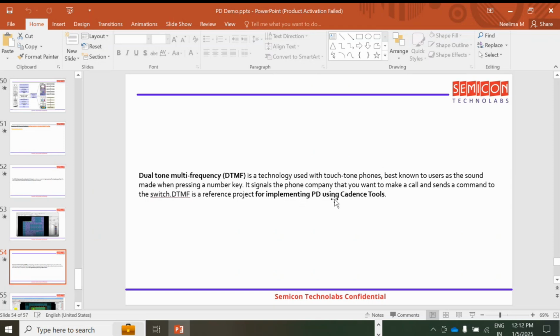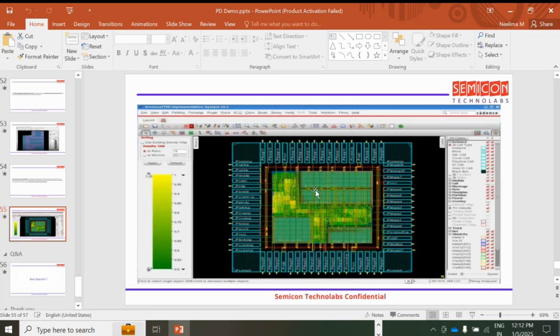You remember, like previously or even today, with some of the phones, when you press the keys of the phone from the keypad, you will hear the sound. That is because of internal DTMF logic, and this logic signals the phone company that you want to make a call and sends a command to the switch. So this project is done using Cadence tools. And this is how the routed design looks like. I showed you the placement stage design, and this is the completely routed design where you can see all the connections have been done as per the netlist given as input to the physical design.